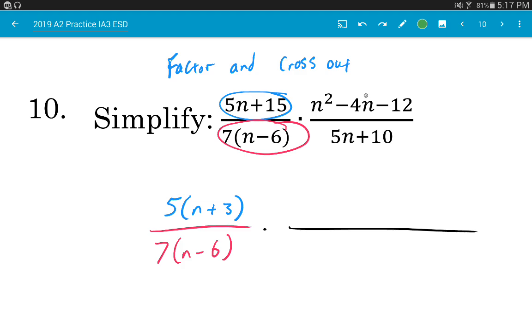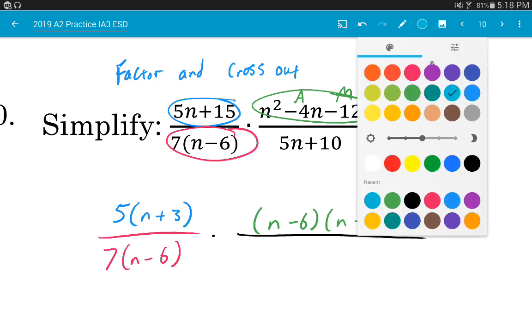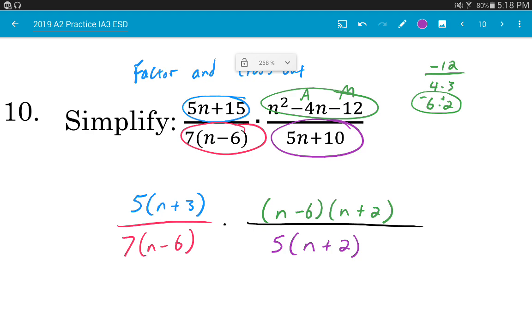This right here looks like probably adds to -4, multiplies to -12. Looks like add and multiply factoring. Let's see what that is. What multiplies to -12? It could be 4 and 3. Could be 6 and 2. Yeah, it's going to be 6 and 2. -6 and +2. Those will add to -4 and multiply to -12. So that means this is equal to n minus 6, n plus 2. And the bottom right here, 5n plus 10, could both be divided by 5, leaving me with n plus 2. Now we're factored. Everything is factored.